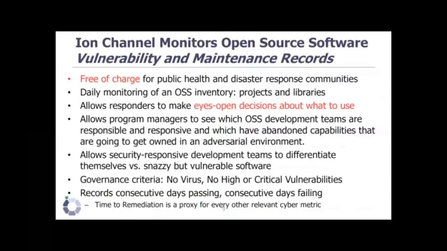So what Ion Channel does free of charge for public health and disaster response communities is to monitor these kinds of capabilities daily. They may be projects you want to use or libraries you want to incorporate into your own software development. As a responder, you can make an eyes open decision about what you want to use based on its risks. And you can see which teams developing capabilities are responsible and responsive, and which ones have just abandoned their capabilities and are just going to get owned in an adversarial environment.